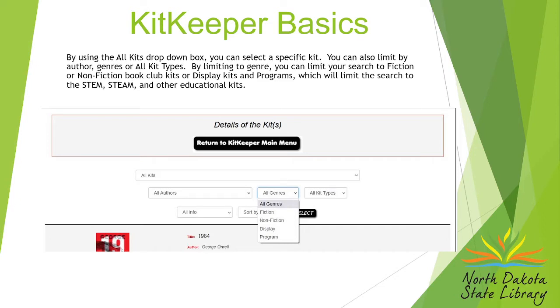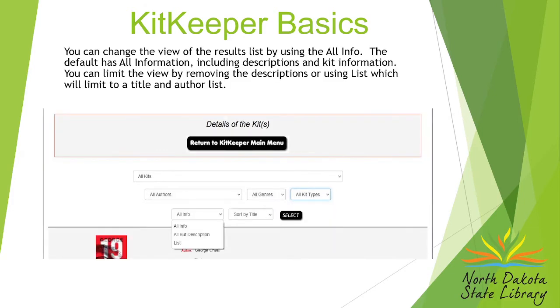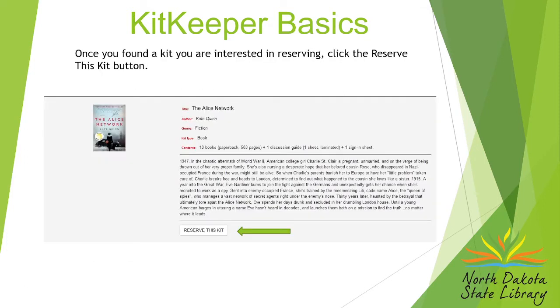which will limit the search to STEM, STEAM, and other educational kits. You can also use the all kit types to choose between book kits and non-book kits, or STEM, STEAM, and other educational kits. You can change the view of the results list by using All Info. The default has all information, including description and kit information. You can limit the view by removing the descriptions, or use List, which will limit to a title and author list. Once you found a kit that you're interested in reserving, click the Reserve This Kit button.